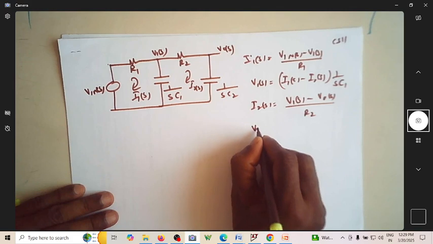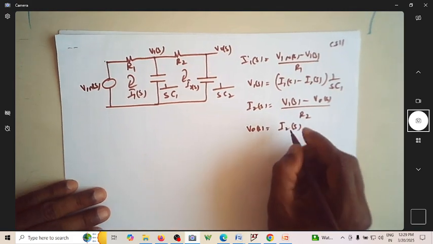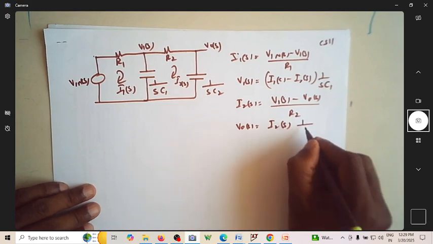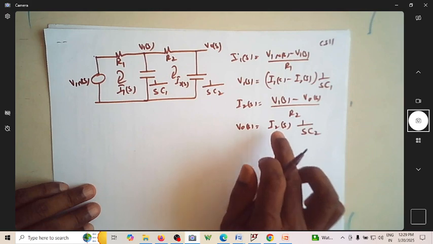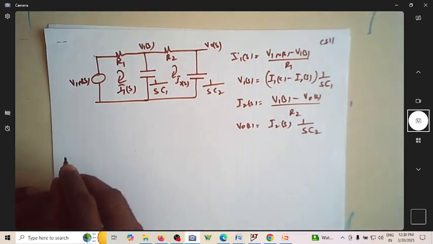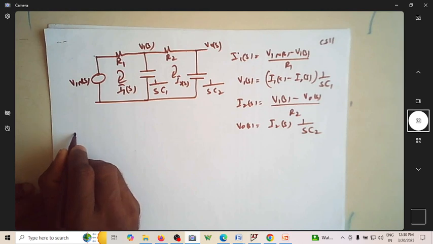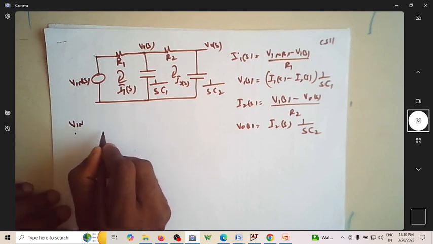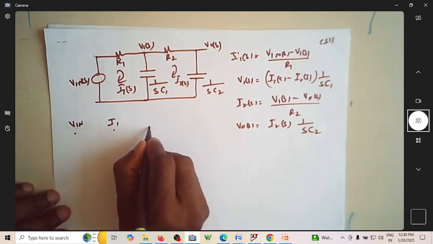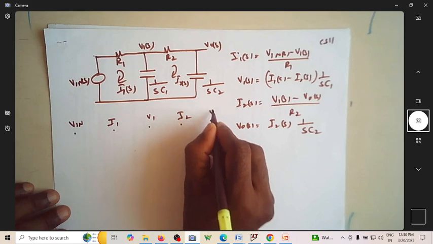Now what is V0(s)? It is I2(s) multiplied by 1/(sC2). This is current multiplied by the impedance, which is the voltage. Now let us draw the SFG. So this is Vin, this is I1, this is V1, this is I2, this is finally V0.